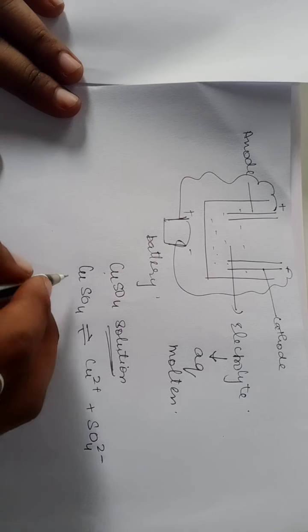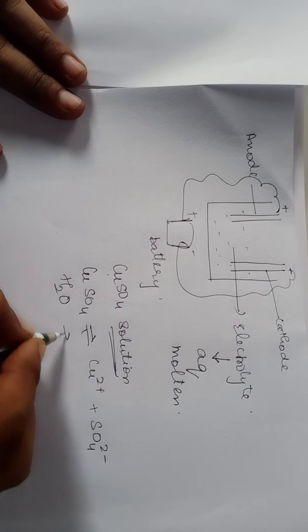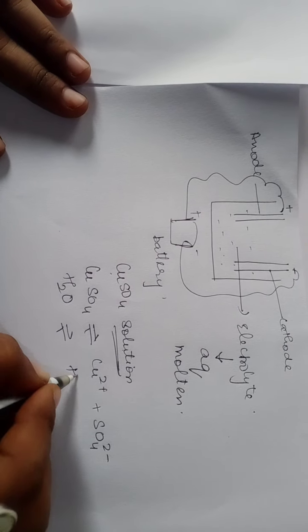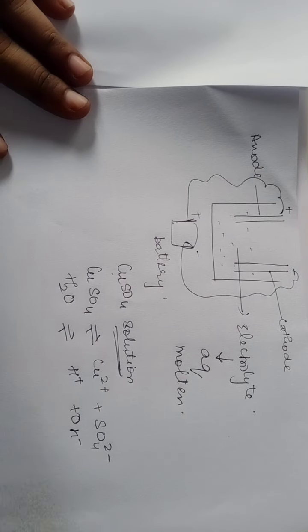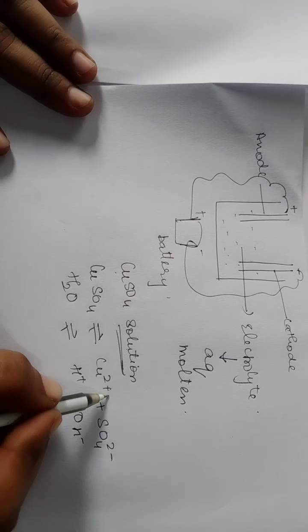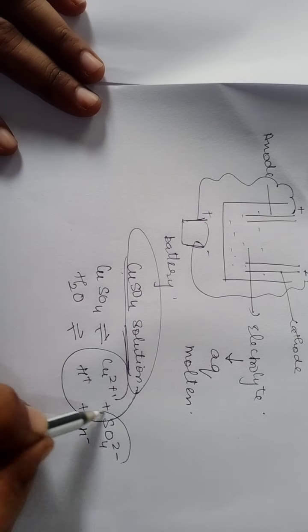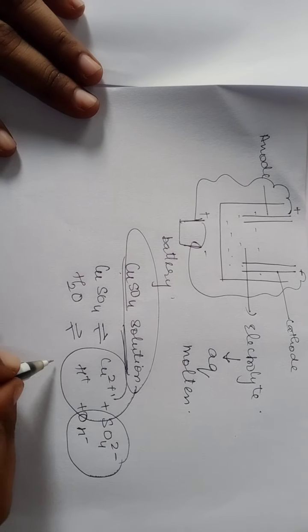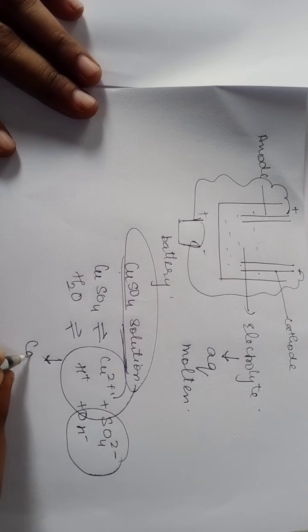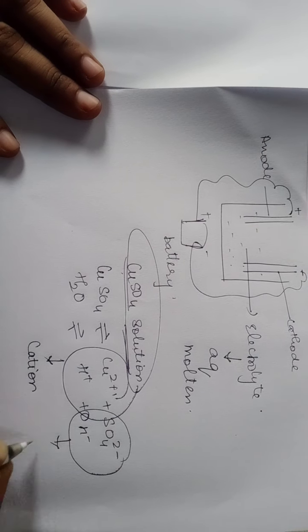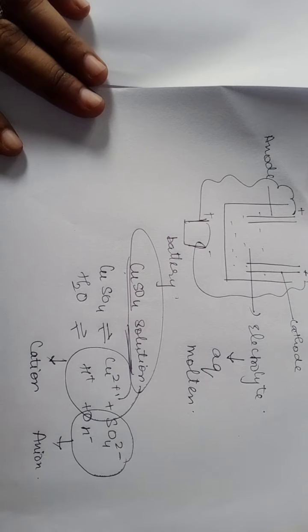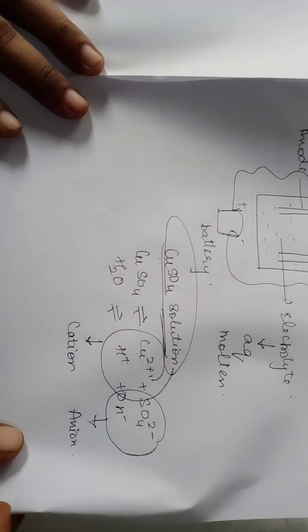As it is a solution formed in water, it will contain H+ and OH- ions of the water also. So in this copper sulfate solution, we have two positive and two negative ions. This is your cation and this is your anion. Yes or no? Okay. Now how do you remember cation and anion?